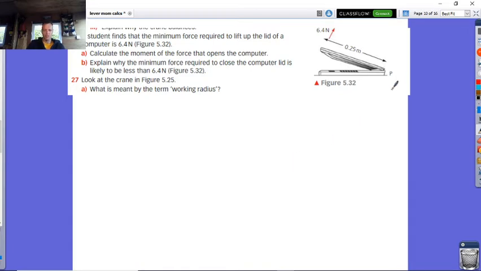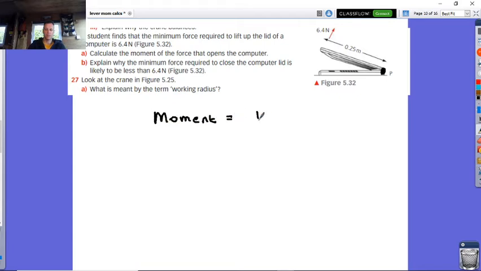This is one I've seen come up a few times: a laptop. Laptops, which I'm actually using at the present moment, have a lid and the pivot point is just here. This question states: a student finds that the minimum force required to lift the lid of a laptop is 6.4 newtons in this figure here. You can just about see that 6.4 there. Calculate the moment of the force that opens the computer. What you do is you write down your moment.